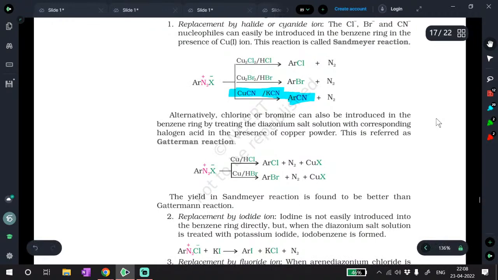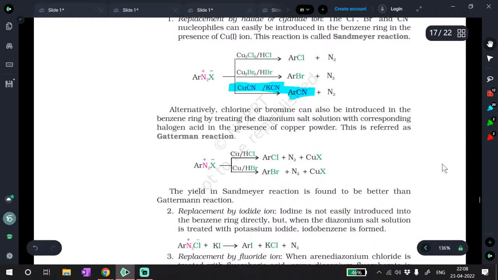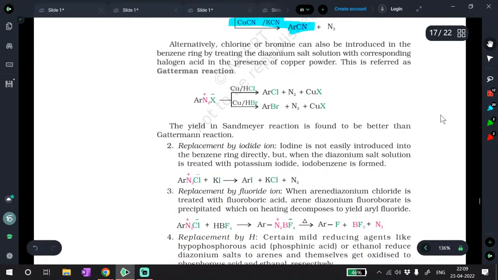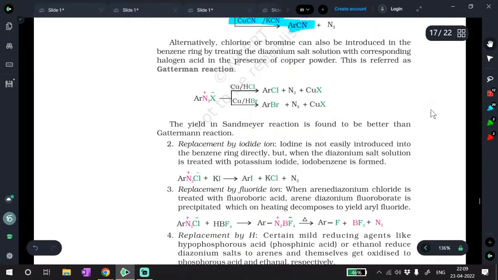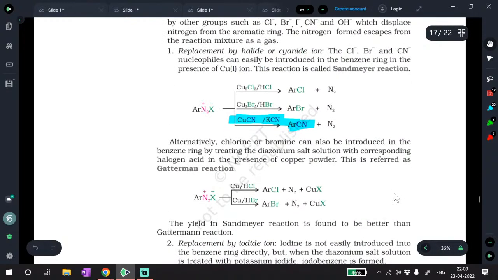CuCl, KCl. Alternatively, chlorine or bromine can also be introduced in the benzene ring by treating the diazonium salt solution with the corresponding halogen acid in the presence of copper powder. This is referred to as the Gattermann reaction.